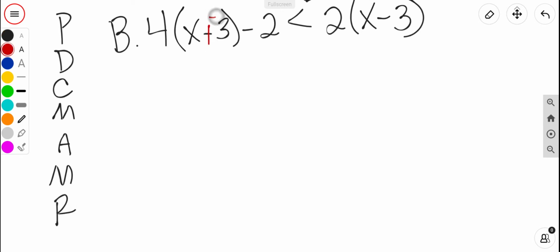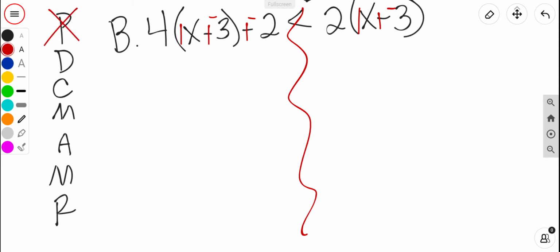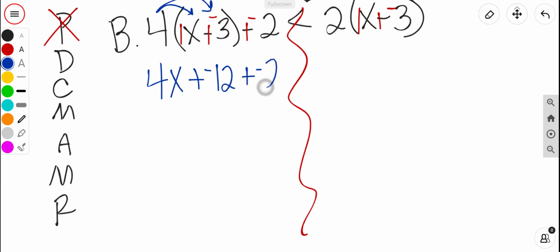Okay, first step, plus negative, plus negative, plus negative. So I got 3 of them. I got some invisible 1s here. And I've got my line down the inequality symbol. Are we distributing this time? Okay, go for it. So I've got 4 times 1x, which is 4x. And I've got 4 times negative 3, which is negative 12. Now this negative 2 is inside parentheses, so I'm just going to bring them along for the ride.